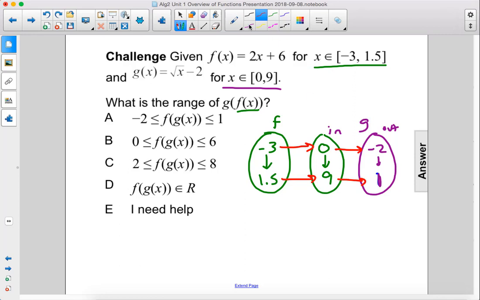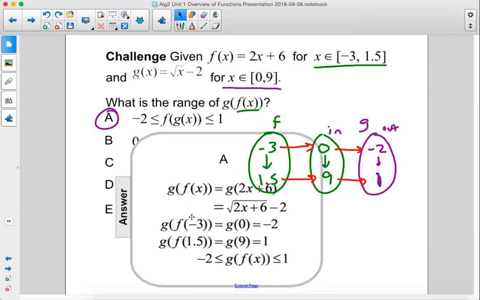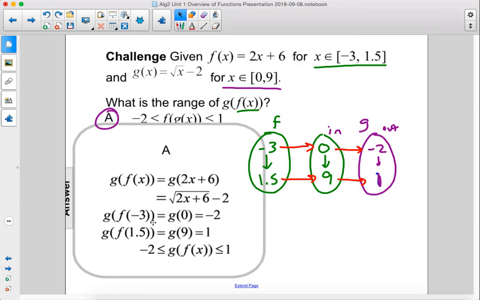So when we look here, we see A is negative 2 to 1. The range is going to be between those values. The answer is A. You could also figure it out just by plugging in the smallest and largest values in the initial domain for the inner function into the composite function, and you will get the same range.